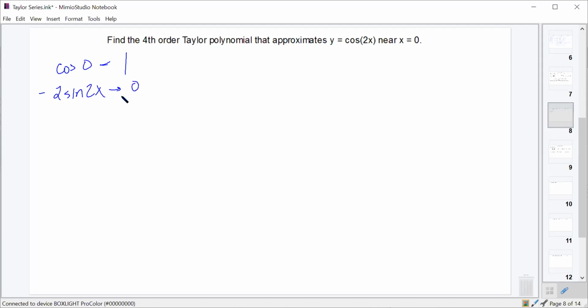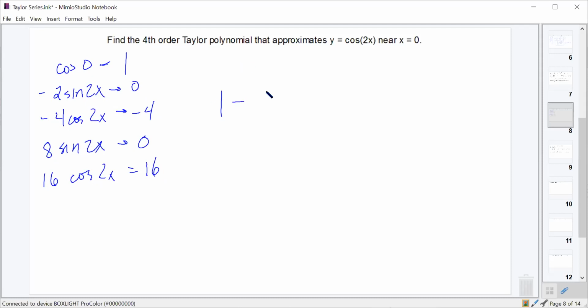zero. Our second derivative will be negative 4 cosine 2x, which at 0 will be negative 4. Our third derivative will be 8 sine 2x, which at 0 will be 0. And our fourth derivative will be 16 cosine 2x, which will be 16. And so this time we've got some different coefficients here, but we can still write out our polynomial. It should be 1, it should be minus 4x squared over 2 factorial, and it should be plus 16x to the 4th over 4 factorial.